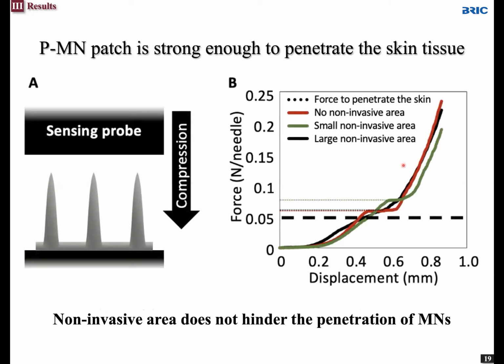So for the mechanical characterization, uniaxial compression tests were performed using the universal testing machine here, and all the samples used in this experiment were strong enough to penetrate the skin tissue, regardless of the size of the non-invasive region, as obviously the robustness of a single microneedle has nothing to do with the non-invasive region's size.